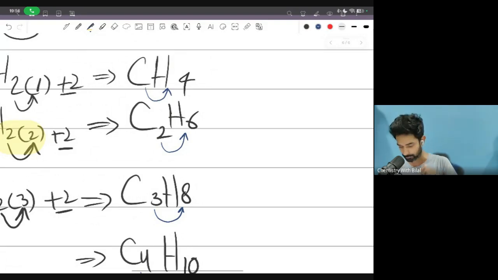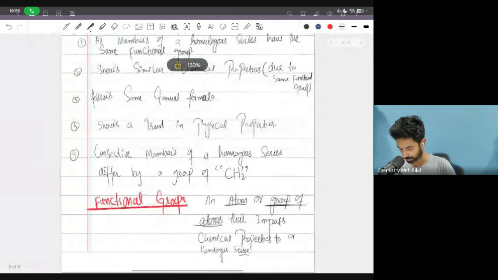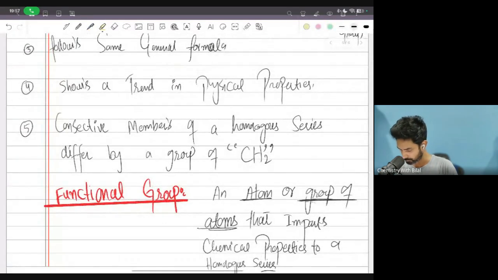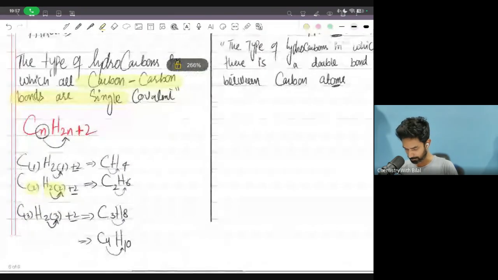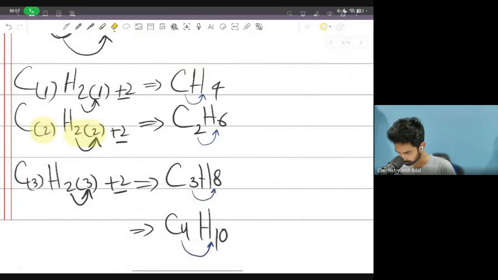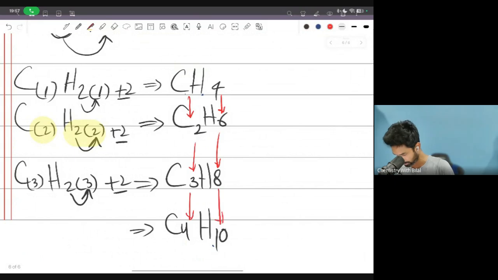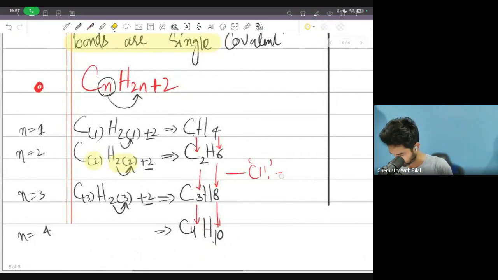There was a feature I had you write down: consecutive members differ by CH2. Now look at the consecutive members. This is the first member. What is its formula? CH4. This is the next member. If you just want to see the difference in the consecutive members, see how many carbons we added? We just added 1 carbon, and how many hydrogens? 2. Again, we increase 1 carbon, 2 hydrogens. 1 carbon, 2 hydrogens. So they differ by a group CH2. Consecutive members. Make sense, everyone?